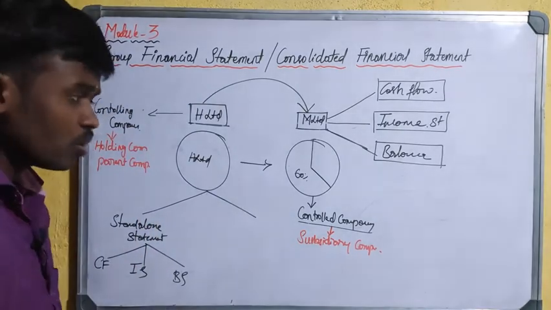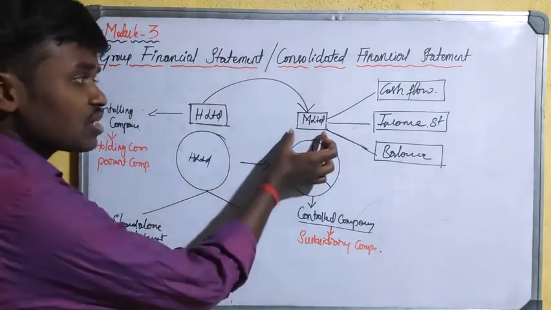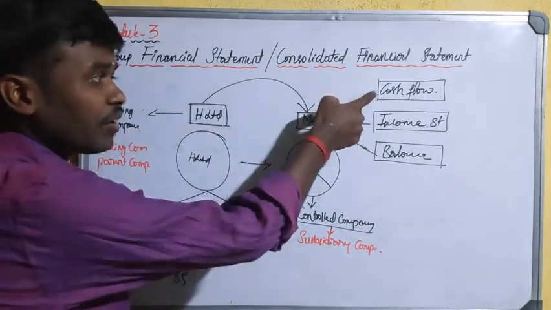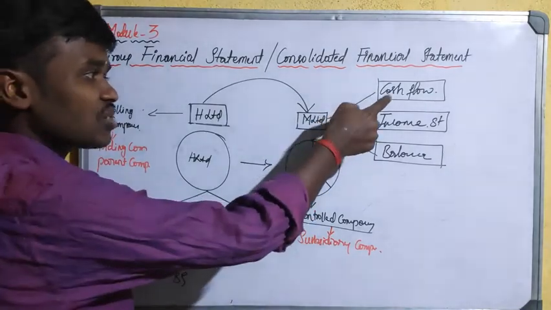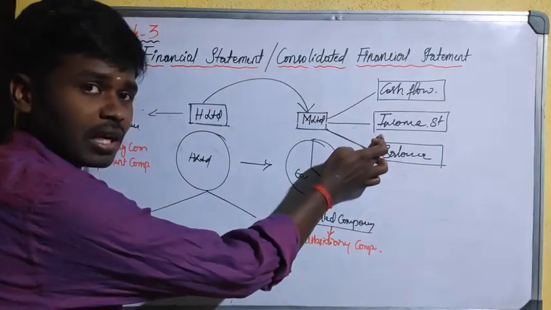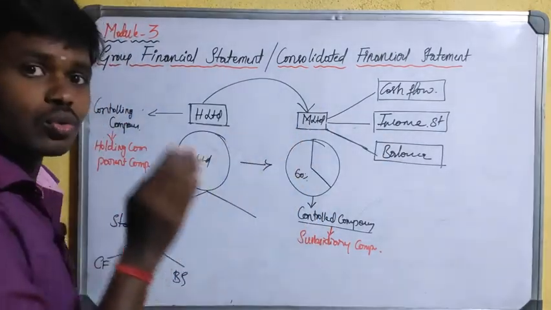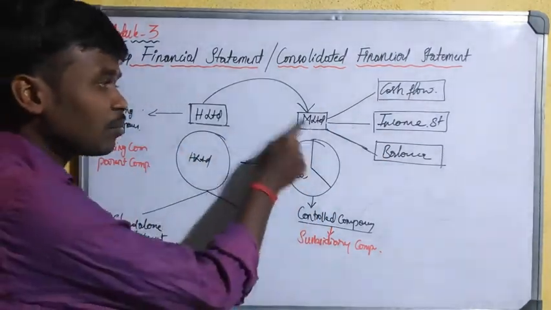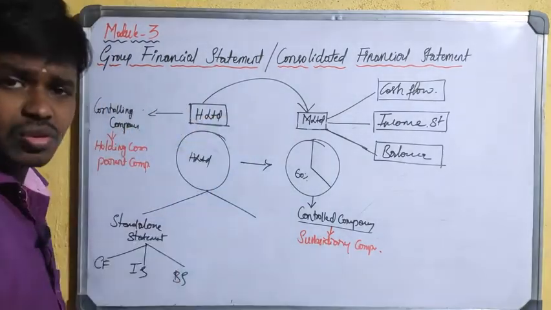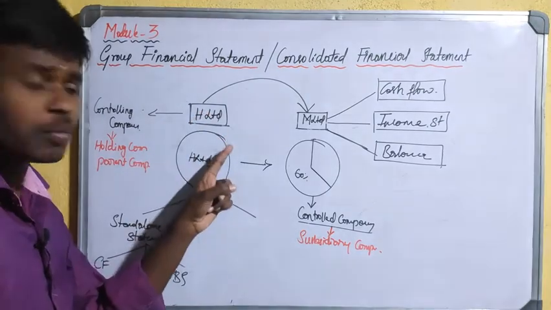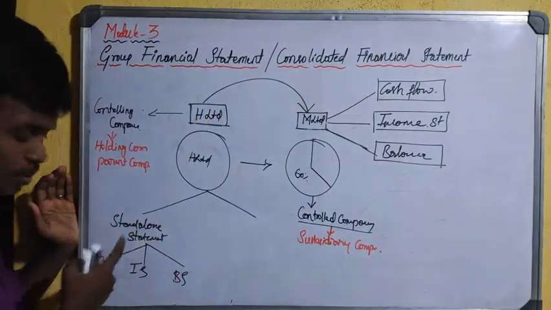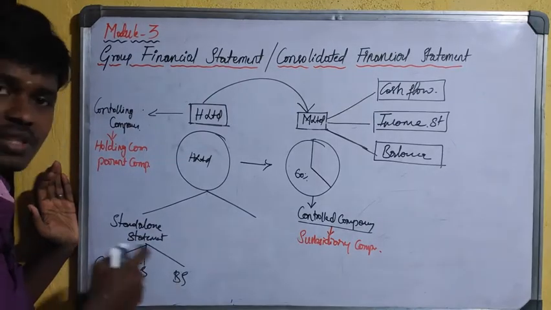Okay, so now observe, to know the financial position of only M Limited, it will prepare the financial statements such as cash flow, income statement and balance sheet statement. So this is ultimately helpful to M Limited only to know its financial position, right? So in H Limited also, to know the financial position of only H Limited, it will prepare the stand-alone statements such as cash flow, income statement and balance sheet statement.